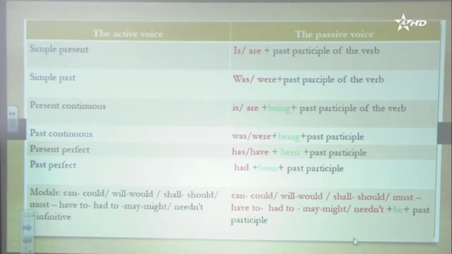Present perfect: has or have, plus been, plus past participle. Past perfect: had been, plus past participle. And modals: can, could, should, will, etc., plus be, plus past participle.